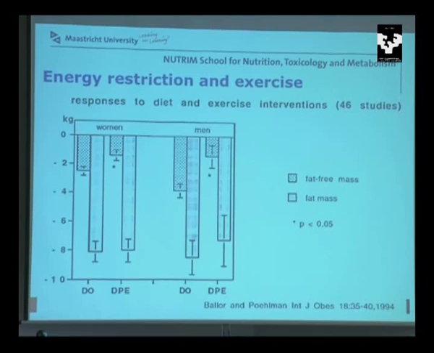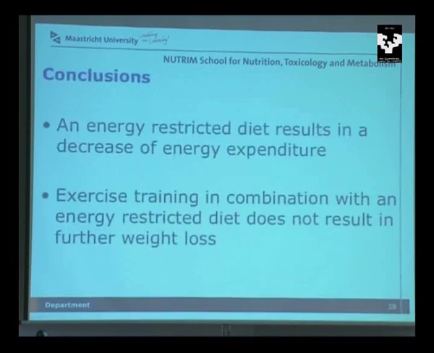So it could be very disappointing for people if you're standing on the scale and you're seeing that you're losing actually less weight when you're adding exercise to your diet. But there's this shift in body composition. And this is of course a good thing. Losing less fat-free mass, that's a good thing. But it won't make you lose more body mass. So energy expenditure of course will decrease.